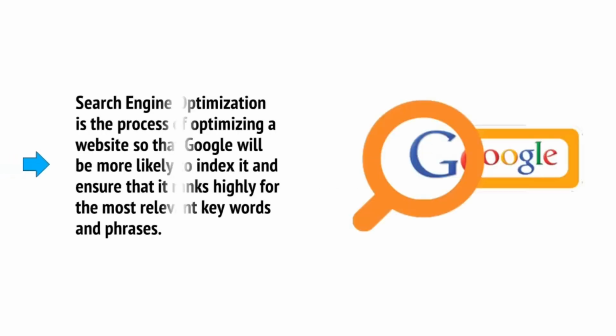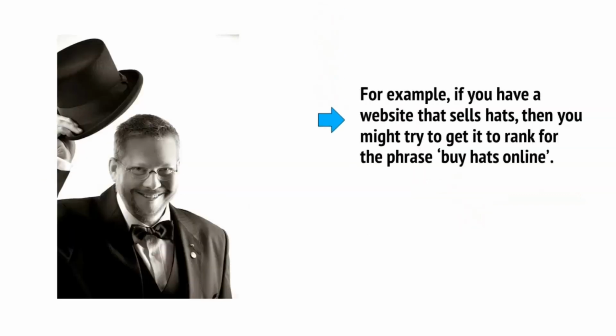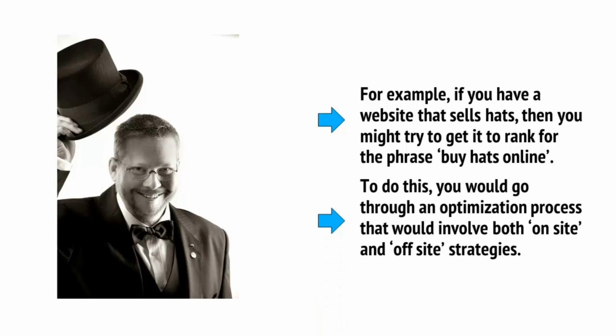Search engine optimization is the process of optimizing a website so that Google will be more likely to index it and ensure that it ranks highly for the most relevant keywords and phrases. For example, if you have a website that sells hats, then you might try to get it to rank for the phrase buy hats online. To do this, you will go through an optimization process that would involve both on site and off site strategies.